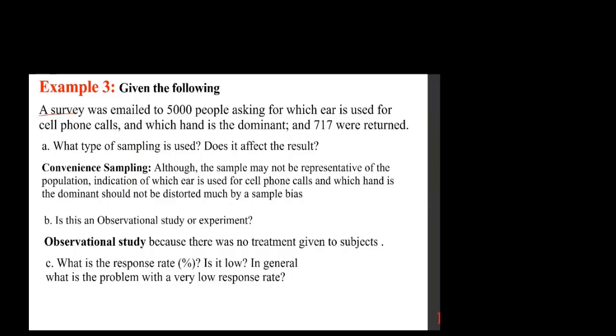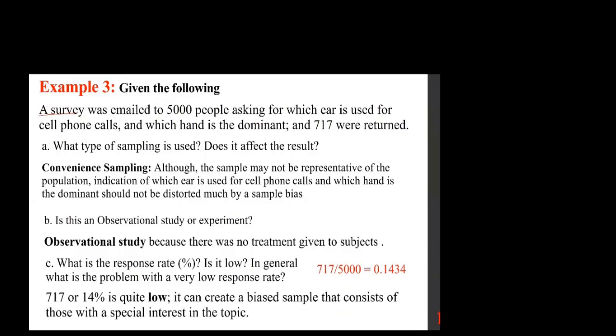You divide 717 by 5,000. Perfect. And that's about 14.34%. It is low, but depending on the subject of interest, it is biased because people just answer if they are interested in the subject.